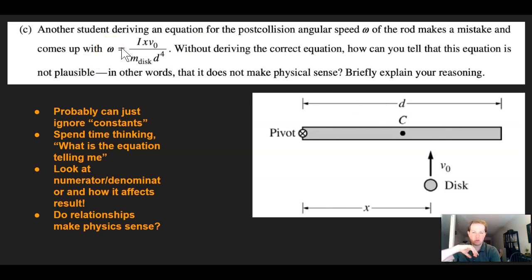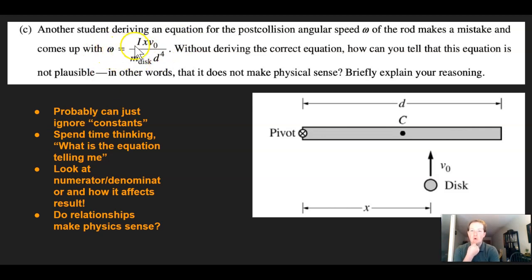It's related to the inertia of the rod. Okay, makes sense. X, how far away that disc is hitting the rod. V naught, oh, that was the initial speed of the rod. I would go through it. You're maybe not going to learn the answer to the problem doing this second bullet point, but spend time. What is this equation saying?